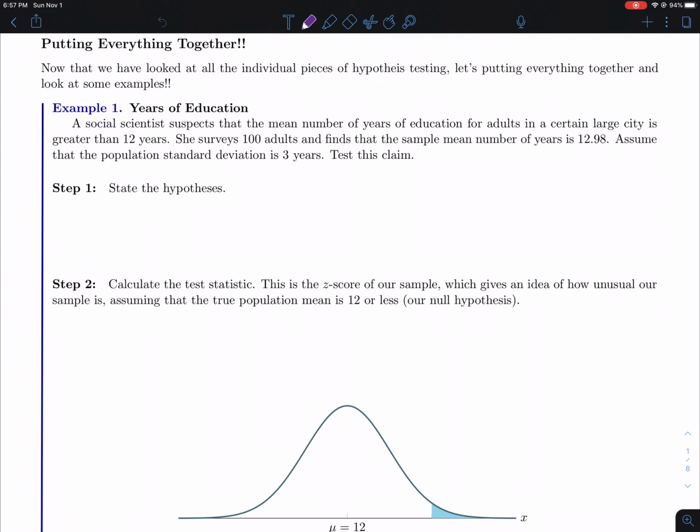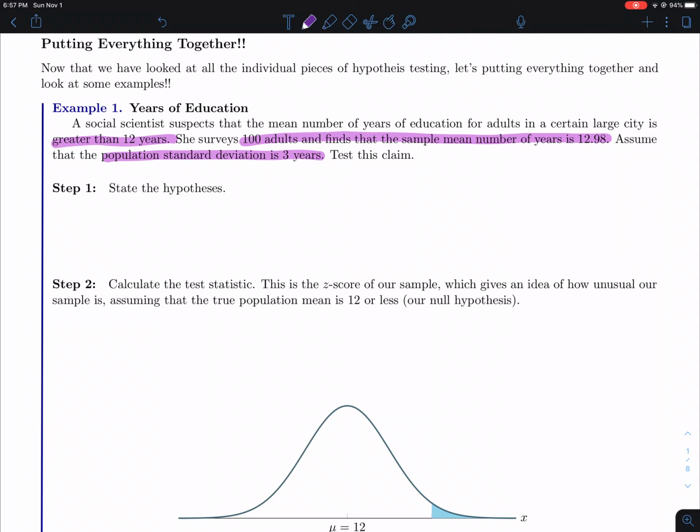So let's highlight some stuff first real quick. A scientist suspects the mean number of years of education for adults in a certain large city is greater than 12 years. So that sounds like it's going to be our alternate hypothesis. She surveys 100 adults and finds that the sample mean number of years is 12.98. Assume the population standard deviation is 3 years, and then test the claim.